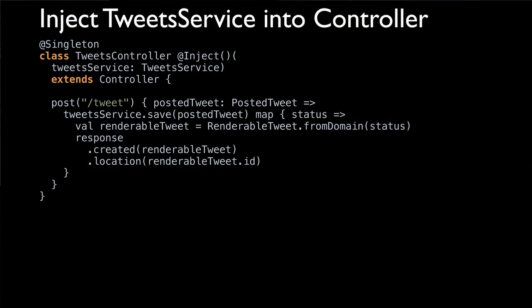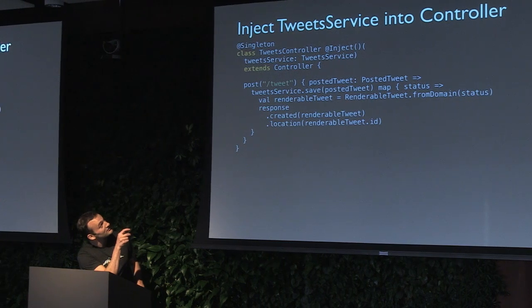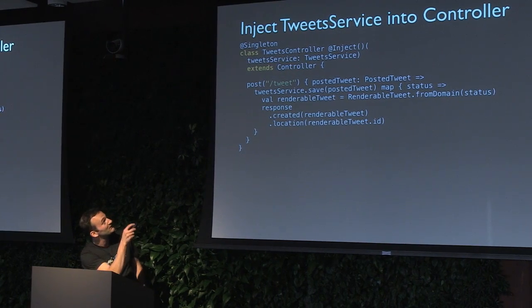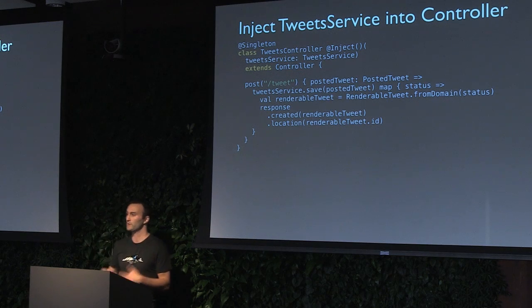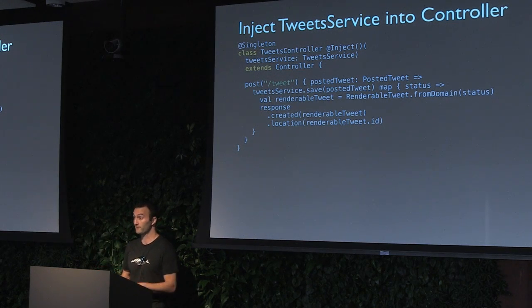All right, so now similar to the tweet service, we'll inject the tweet service into our controller. It's the same pattern. You add an @inject to the controller's constructor, and we'll also add an @singleton, indicating we only want a single controller per Finatra server.